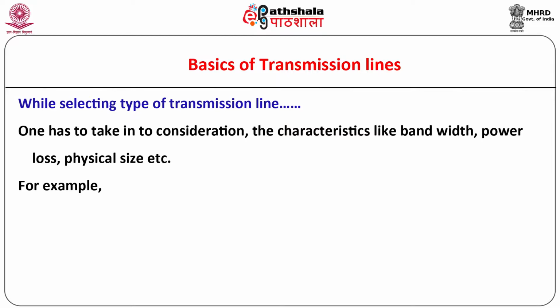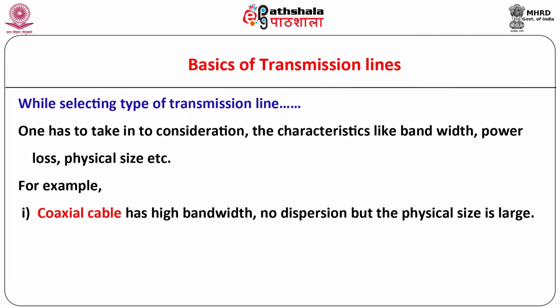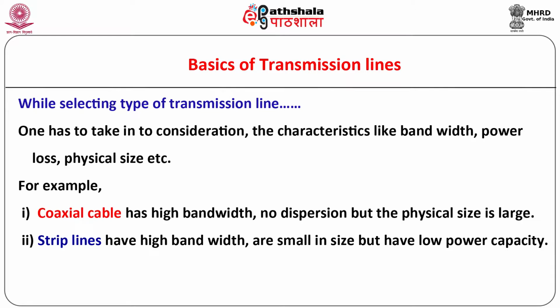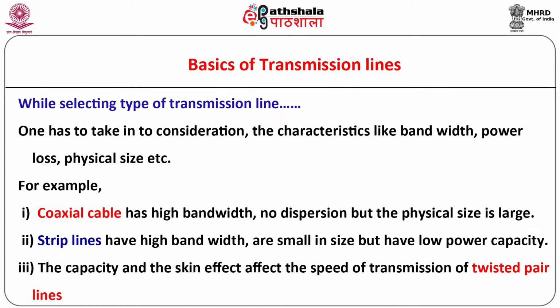For example, coaxial cable has high bandwidth and no dispersion, but the physical size is large. Strip lines, on the other hand, have high bandwidth and are small in size, but have low power capacity. The capacitance and the skin effect affect the speed of transmission of twisted pair lines. We can have several such examples.